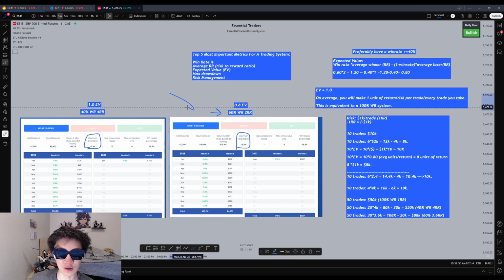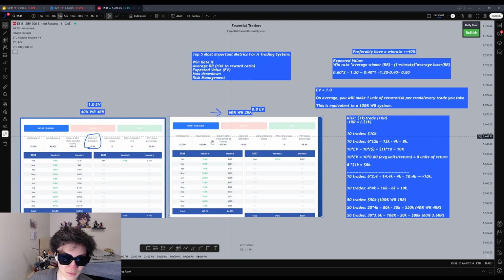Hence, it's better for those types of people to pick the higher win rate system that may not give you as much return because it has a lower expected value. But you won't be going on tilt and full porting and things like that, because you're mentally able to handle that drawdown. So hopefully that makes a lot of sense. If it doesn't, I don't know what to say.